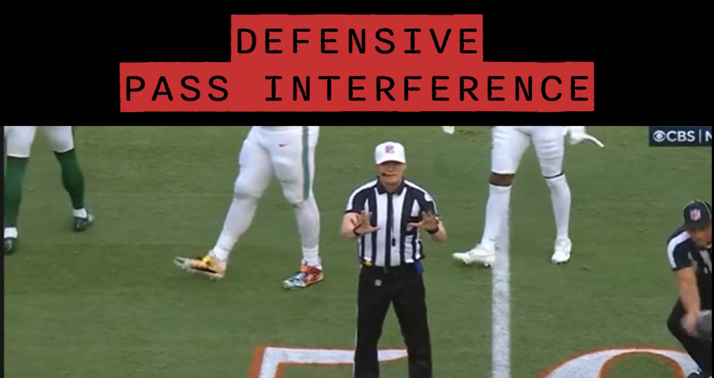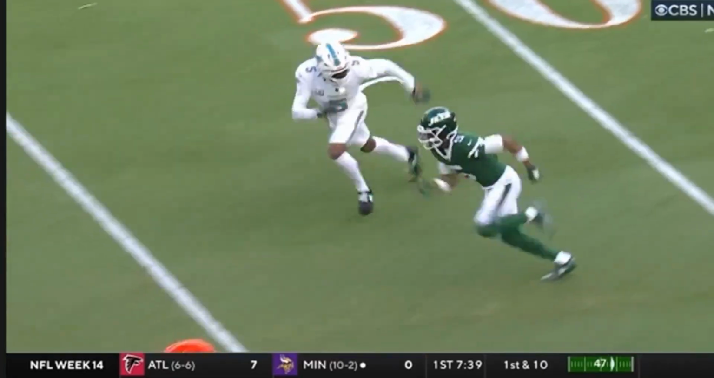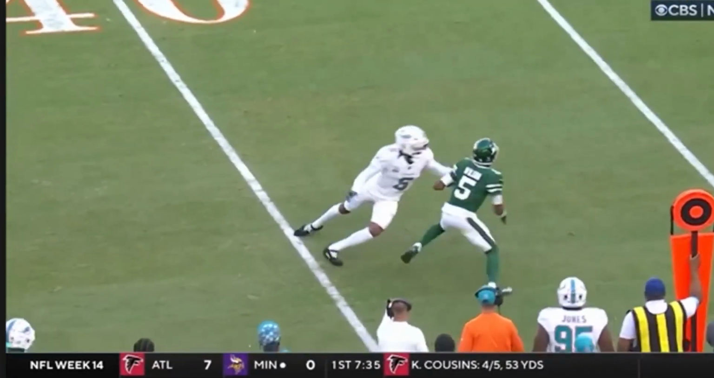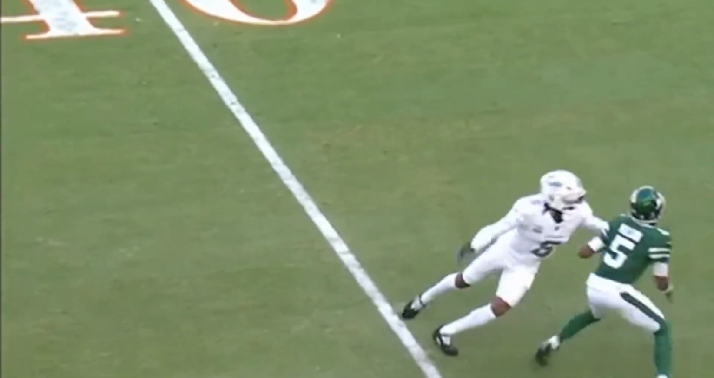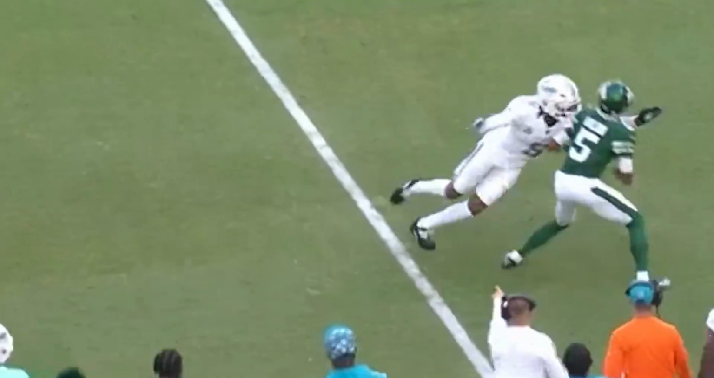This play was flagged for defensive pass interference. You can see that even though the defender's hands are up, basically saying, look at me, I'm not interfering, there is this moment where the defender's eyes are off the ball, and that happens to be the moment where the contact is made with the receiver. The commentator disagreed with this call because this pass appears to be uncatchable by either player.